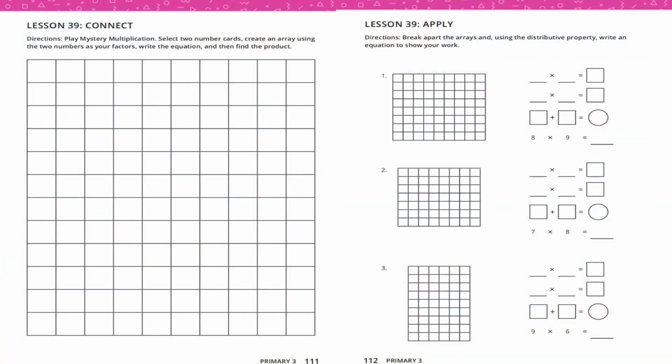Let's apply it. First, we will draw an array with our numbers like this. If I have 3 rows and 6 columns, then 3 times 6 equals 18 square units. Let's apply together. We have here on page 112 large arrays. I want to break apart the arrays and use distributive property to write an equation to show my work.